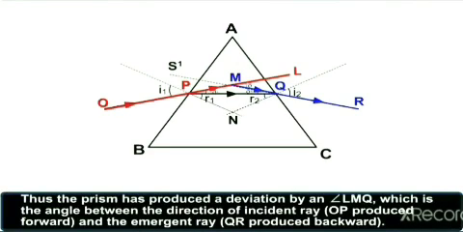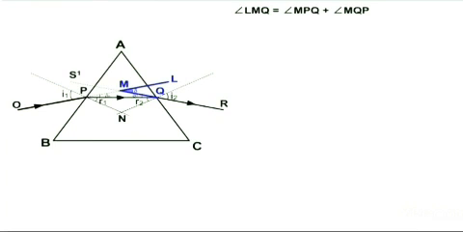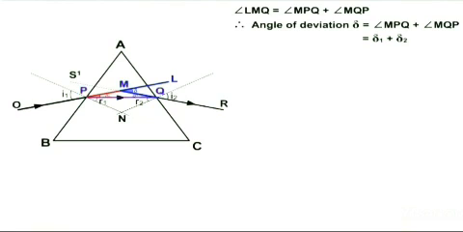Thus, the prism has produced a deviation by an angle LMQ, which is the angle between the direction of incident ray OP produced forward, and the emergent ray QR produced backward. It is called the angle of deviation and is denoted by the Greek letter delta. In the figure, angle LMQ is equal to angle MPQ plus angle MQP. Therefore, angle of deviation delta is equal to angle MPQ plus angle MQP, which is equal to delta 1 plus delta 2. Let this be equation 1.